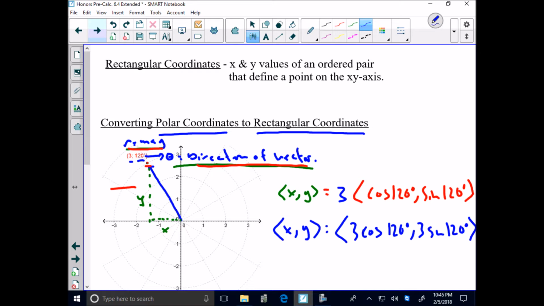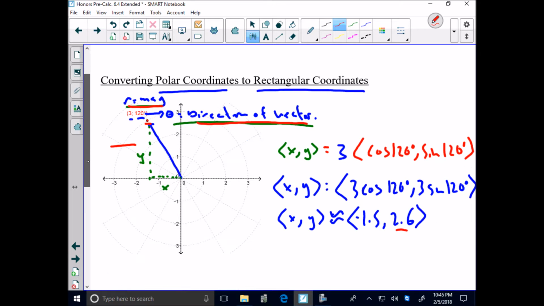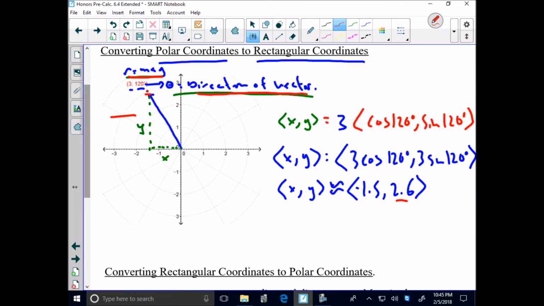And this gives us component form as approximately negative 1.5, 2.6. Now that 2.6 isn't an exact number, so we have to say approximately. But in general, what we've done is come up with the approximate x and y value that would define our point. So in general, for the polar pair 3, 120 degrees, we have the approximate corresponding rectangular coordinates, negative 1.5, 2.6.